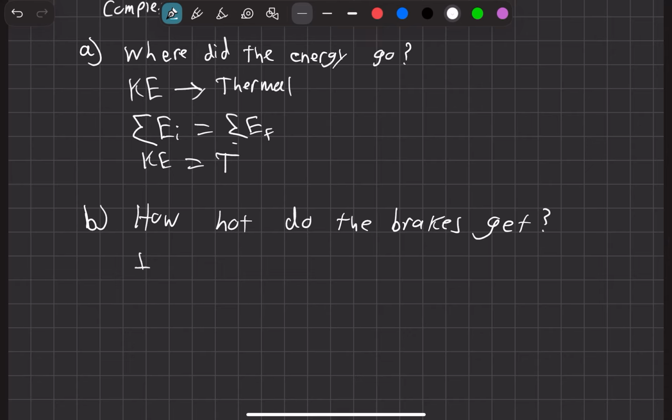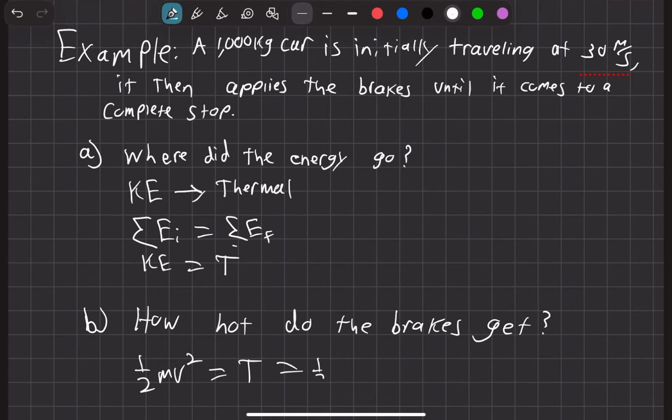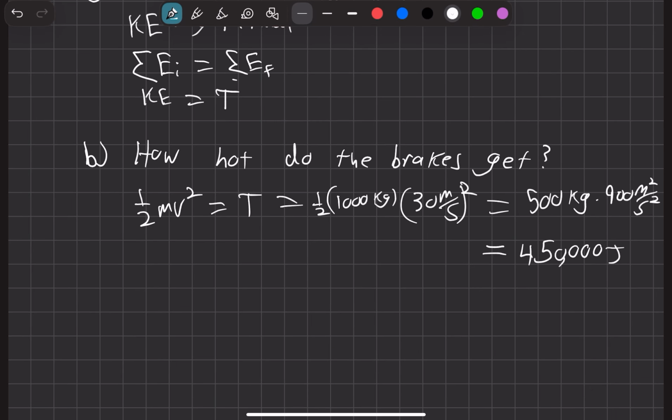And that'd be simply writing 1/2 mv squared is equal to the thermal energy. So that's going to be equal to 1/2 times 1,000 kilograms times the initial velocity of 30 meters per second, all squared, which gets you about 500 times 900, which I believe is about 450,000 joules.